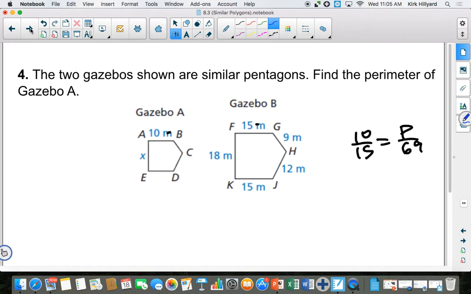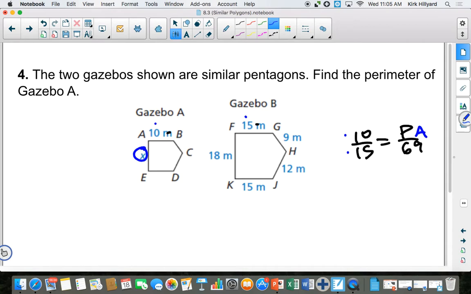Okay. Let's look at this. We're comparing perimeters once again, just like we did. We have two gazebos here shown in similar pentagons. Find the perimeter of gazebo A. So if we add up all these sides, 15, 9, 12, 15, and 18, it gives you 69. And this perimeter, we want to find this side, and we're missing this right here. But if we're trying to find the perimeter, it really doesn't matter what x is, because we can compare the perimeters like we mentioned. We know that 10 corresponds to 15, and we add these up in our perimeter there, 69. We're looking for the perimeter of gazebo A.